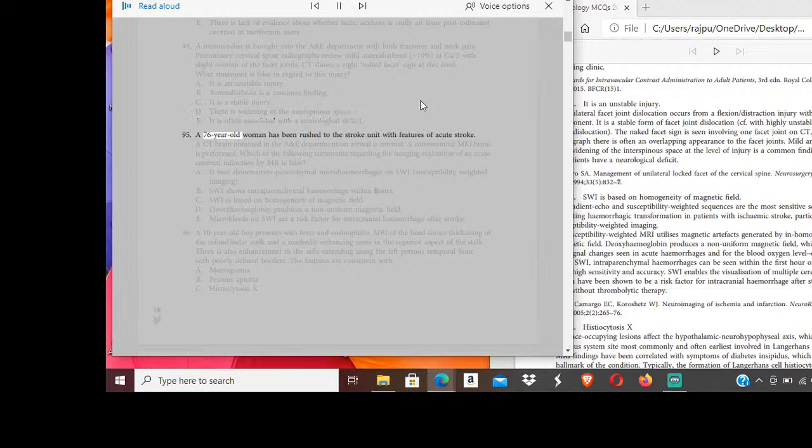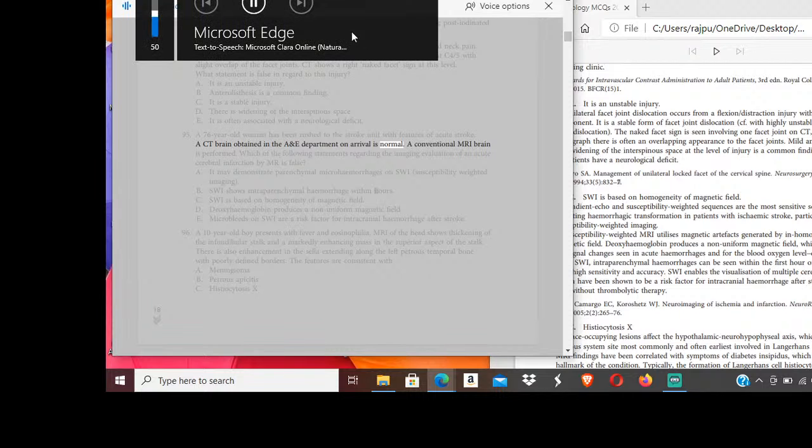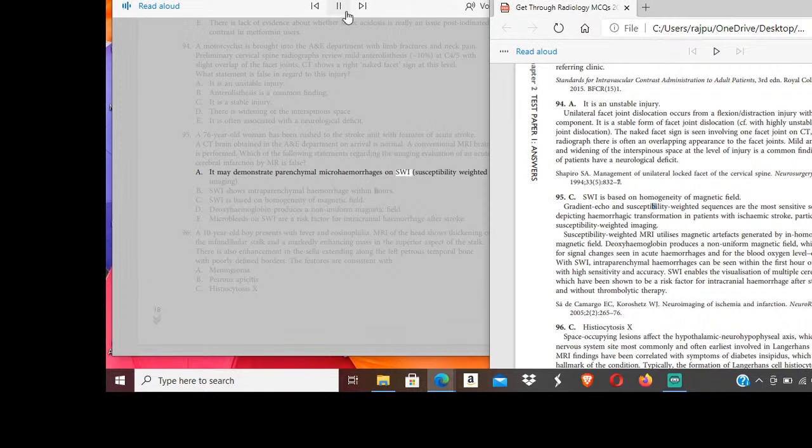95. A 76-year-old woman has been rushed to the stroke unit with features of acute stroke. A CT brain obtained in the A&E department on arrival is normal. A conventional MRI brain is performed. Which of the following statements regarding the imaging evaluation of an acute cerebral infarction by MR is false? A. It may demonstrate parenchymal microhemorrhages on SWI, susceptibility-weighted imaging.